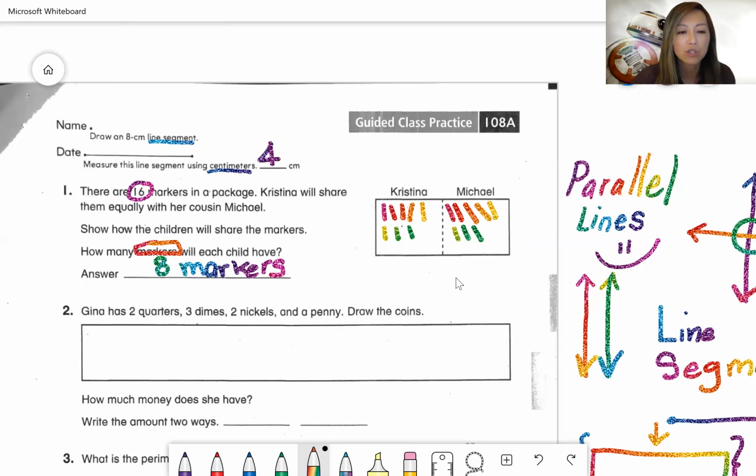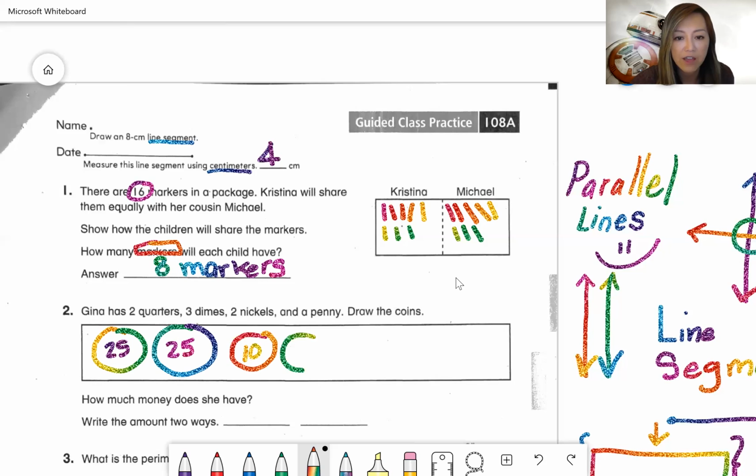Number 2, Gina has 2 quarters, 3 dimes, 2 nickels, and a penny. Draw the coins out. When you draw your coins out, don't forget to put the value of what they're worth inside to help you count it out. So you should have what I have here. If you've already done the sheet without me, that's great, check it.